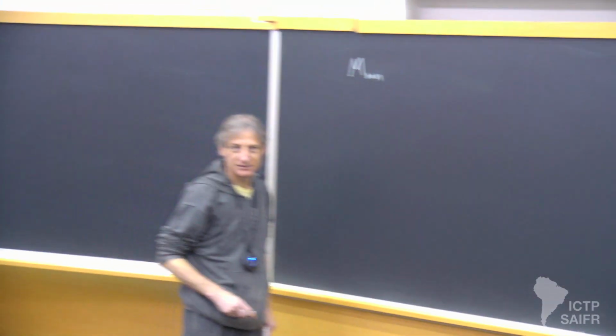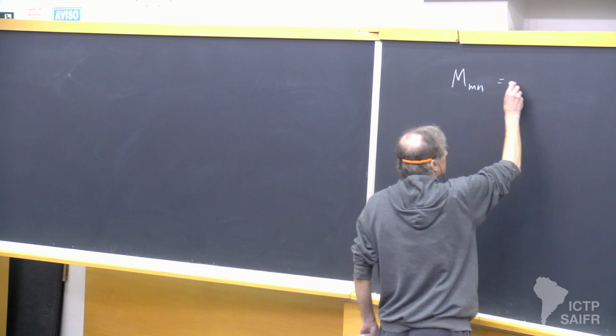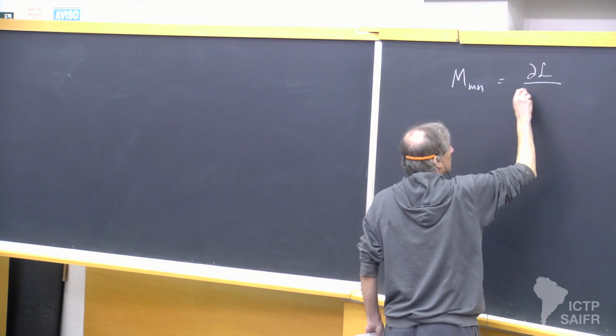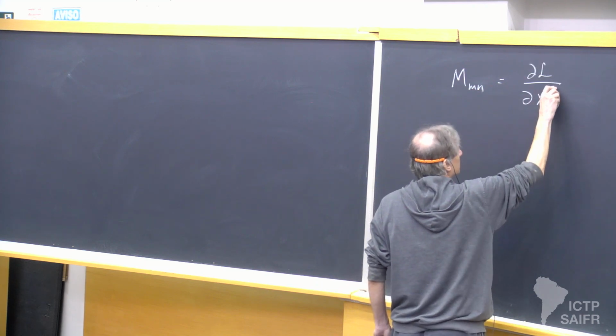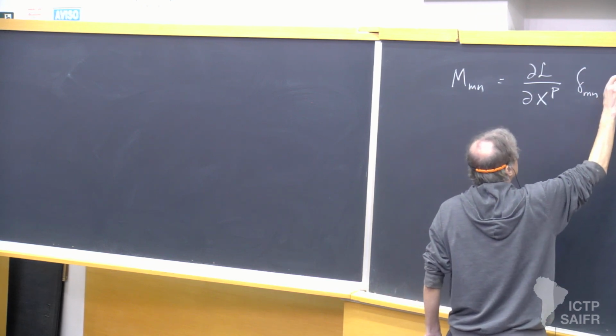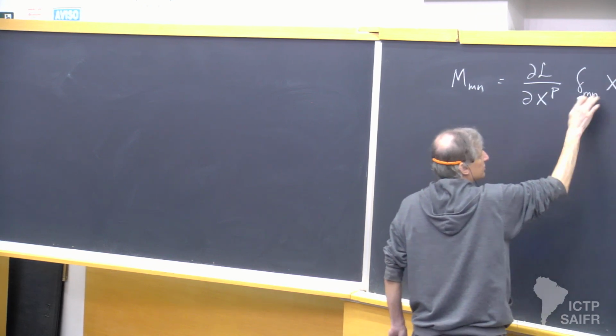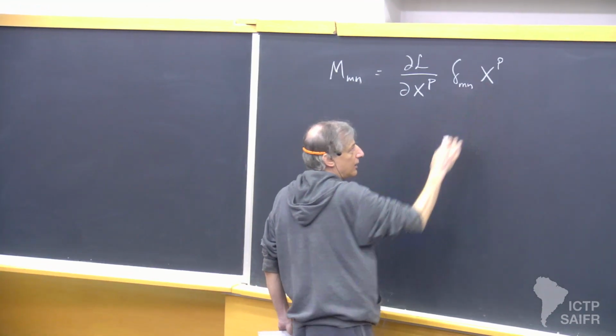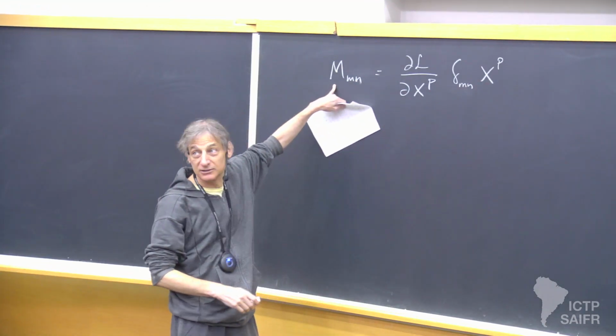Any symmetry generator, it's always... this means that you have to know how X transforms under M, N.